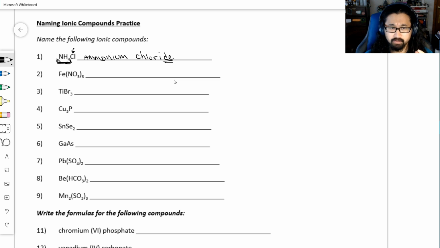Another little note is that because ammonium only has one charge, right, there's no parentheses here, because you only use parentheses for elements that are metals that have more than one possible charge. And we use the parentheses with the Roman numeral to clarify what exactly is the charge of that metal.